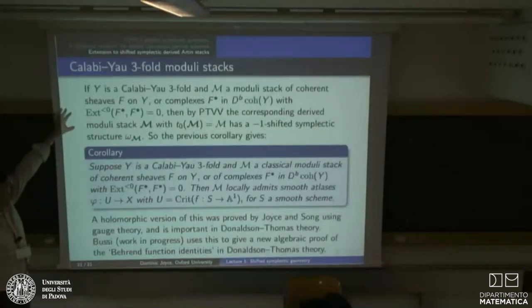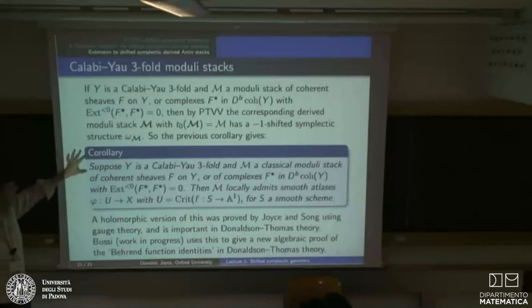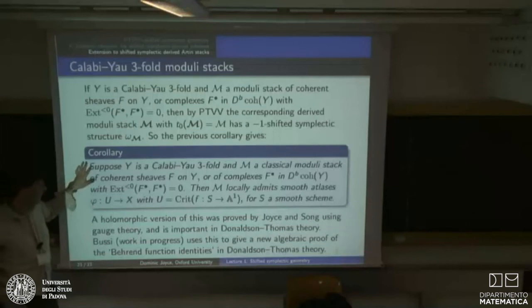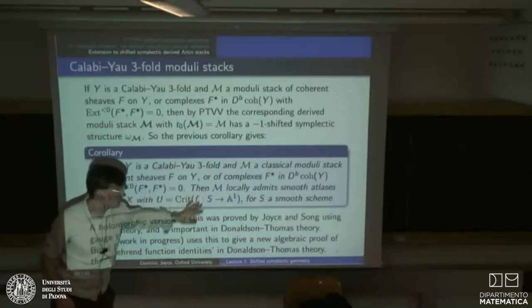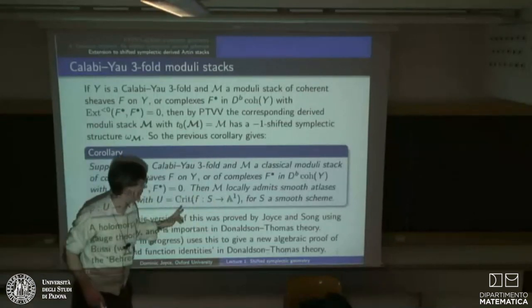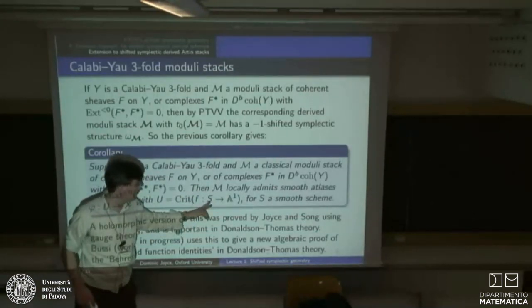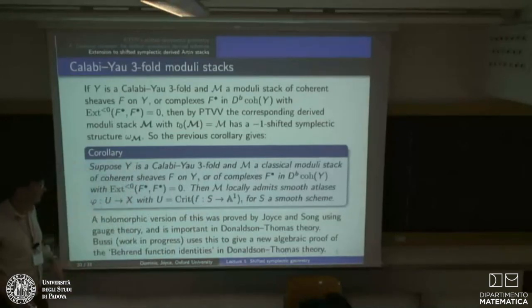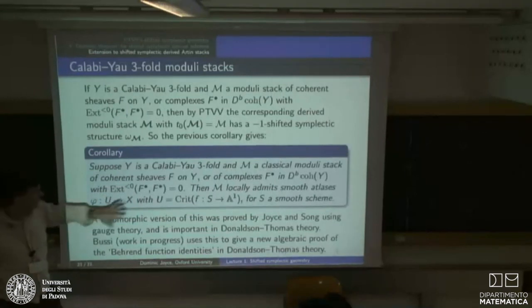So for moduli stacks of coherent sheaves on Calabi-Yau threefolds, again we have, if M is a moduli stack of coherent sheaves or of complexes with no negative Exts, then our theorem tells you that M locally admits smooth atlases phi from U into X, such that U is a critical locus of a regular function on a smooth scheme. And essentially, any smooth atlas, there's not anything special about this smooth atlas, any smooth atlas ought to be Zariski locally a critical locus, I think.